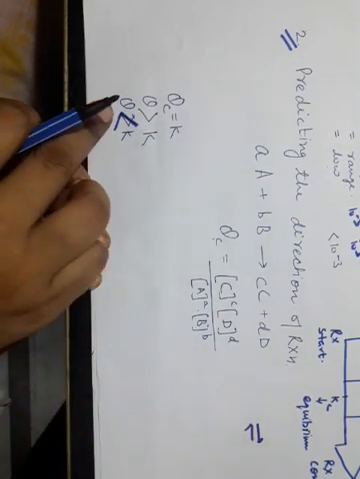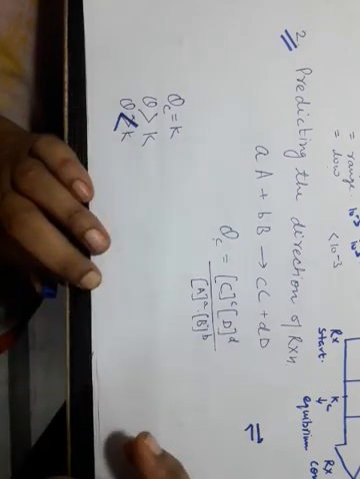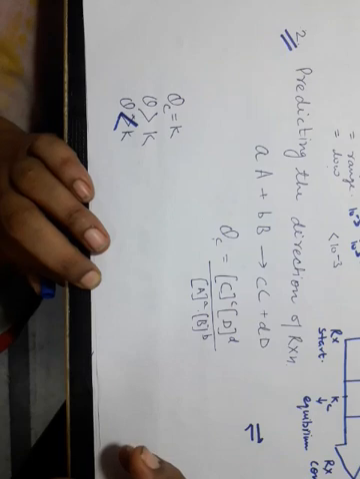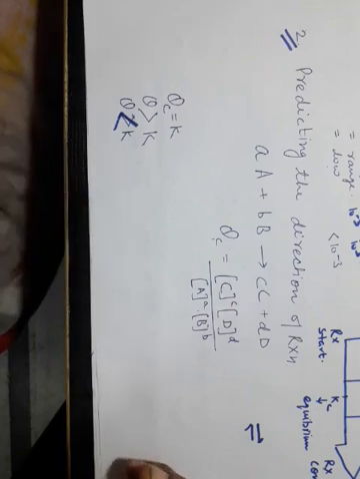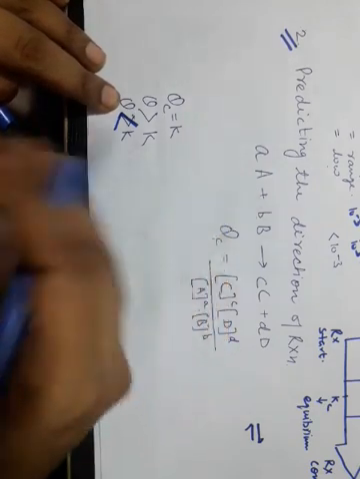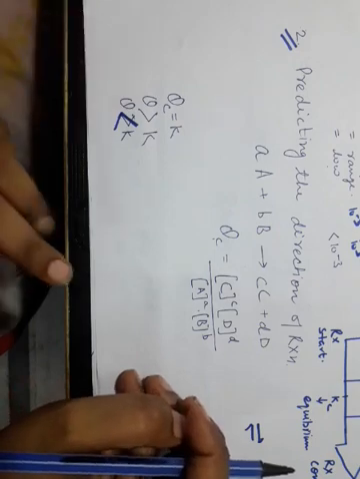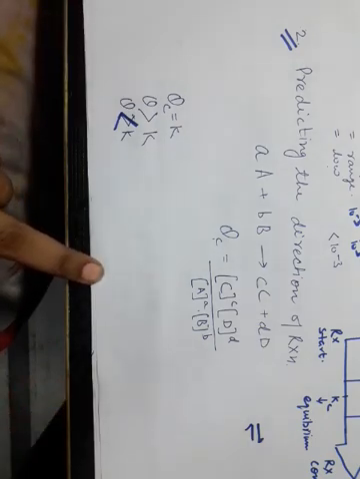If the value of Q is less, that means reaction should be favorable in the forward direction. See, if the value of Q is less, that means you have more reactant concentration, so the reaction moves towards the forward direction to achieve the equilibrium condition.